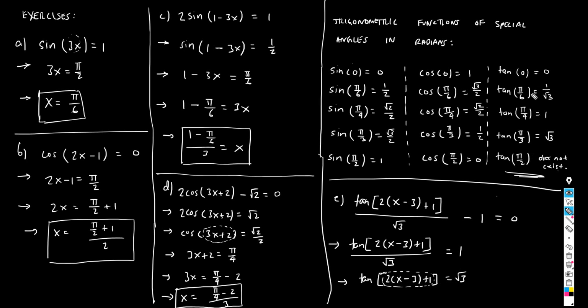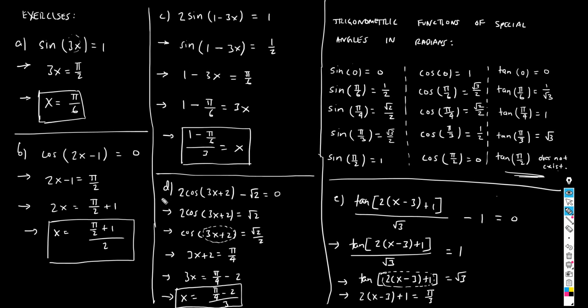Okay, so I go to the part of the tangent, and I realize that the tangent of pi over 3 equals the square root of 3. So all of this thing inside the brackets should be equal to pi over 3, and that's the deduction I can do. So 2 times x minus 3 plus 1 equals pi over 3, and from then on it's the same idea. You just isolate your variable x, which I'm not gonna do. Okay, it's very simple, and that's how it works, guys. That will be the first part of how to solve trigonometric equations analytically.